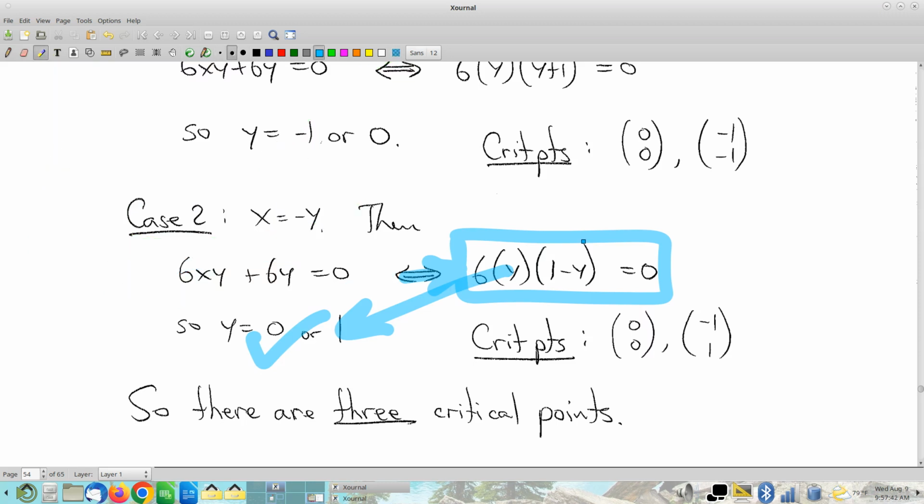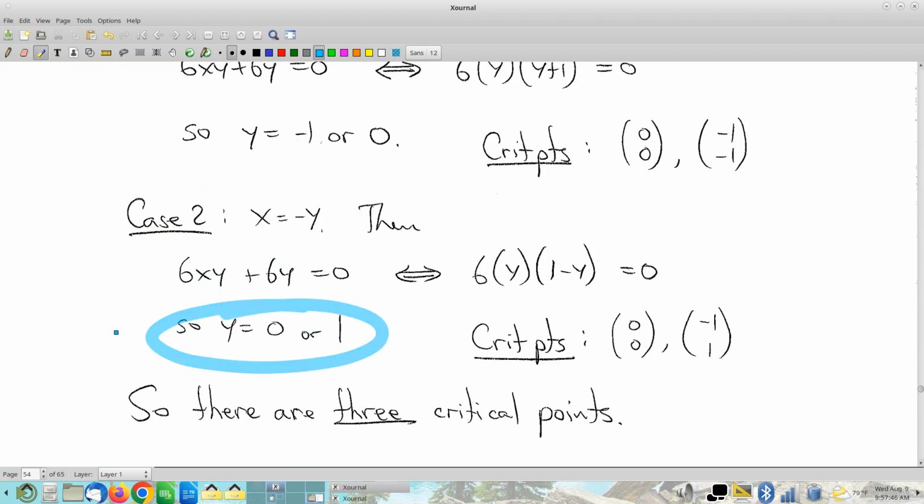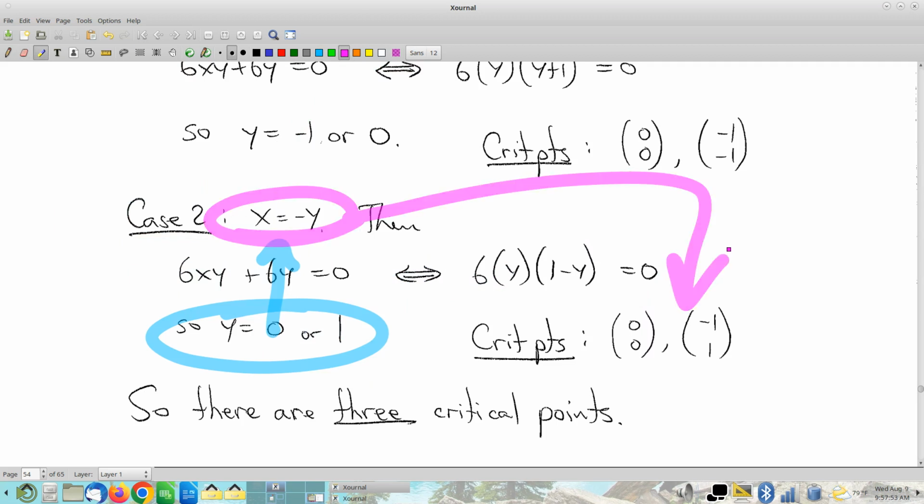And let me clean up the mess here. So now I know y is going to have to be one of these values. Again, what does that tell me about x? Well, this tells me what my x's are. And so sure, y could be either 0 or 1. But in those cases, given that x is equal to negative y for case 2, x would be correspondingly the negative of those y values. How we doing? Everybody follow that?